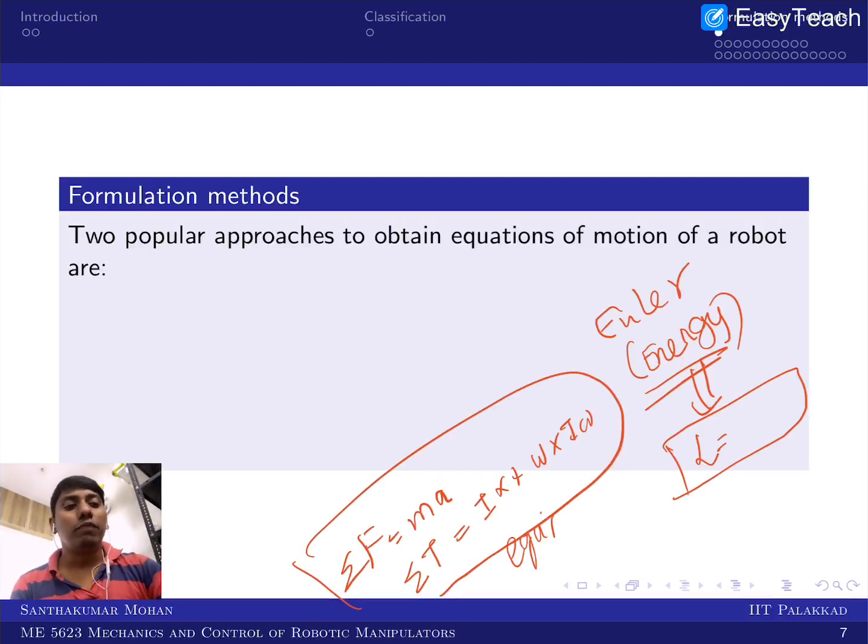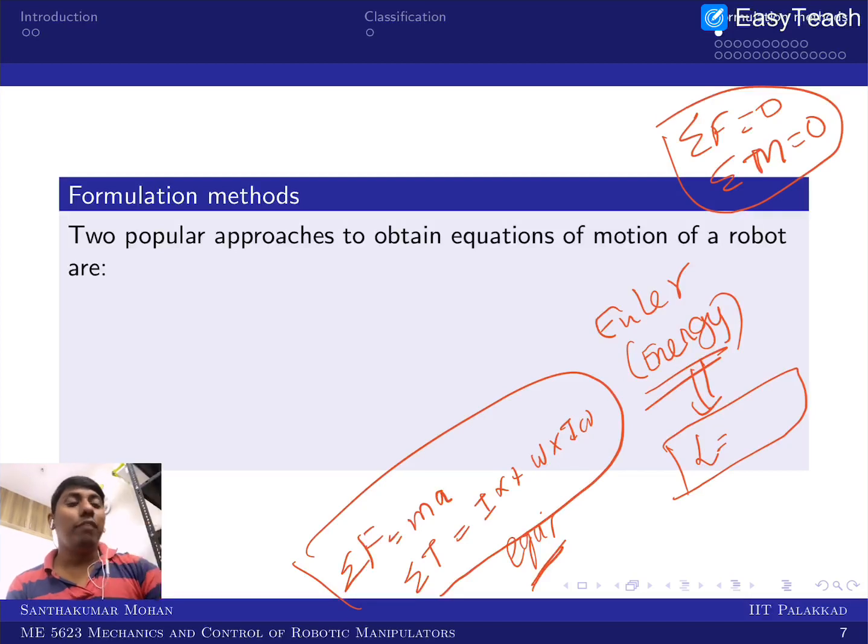We can use these for equilibrium, in the sense sigma f equal to 0 and sigma m equal to 0, and we can use that and get the result. So this is nothing but the Newton-Euler method.